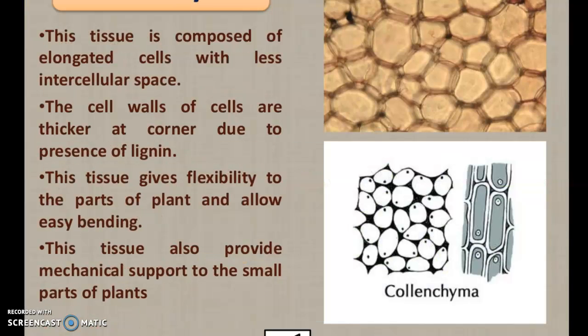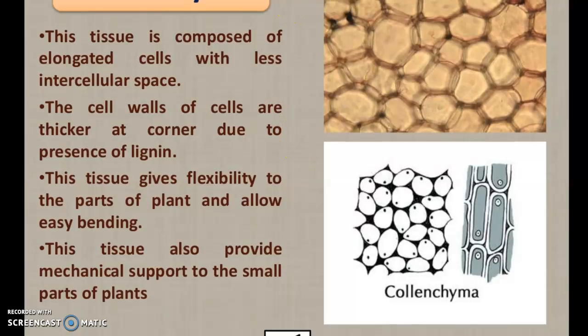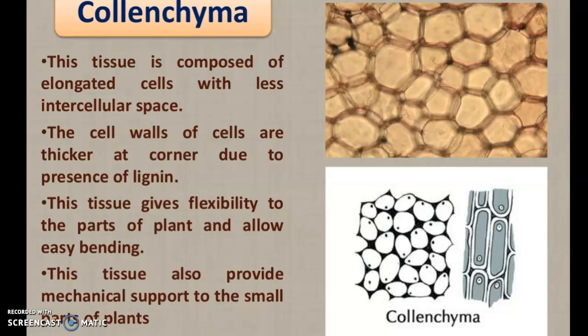Then is collenchyma. Collenchyma is a tissue which is composed of elongated cells with less intercellular spaces. The cell walls are thick at the corners due to the presence of lignin. So here you can see that these are the collenchyma cells, and the angular thickening is going to be filled with lignin. So simply we can say that they have thick walls. Walls become thick due to the deposition of lignin.